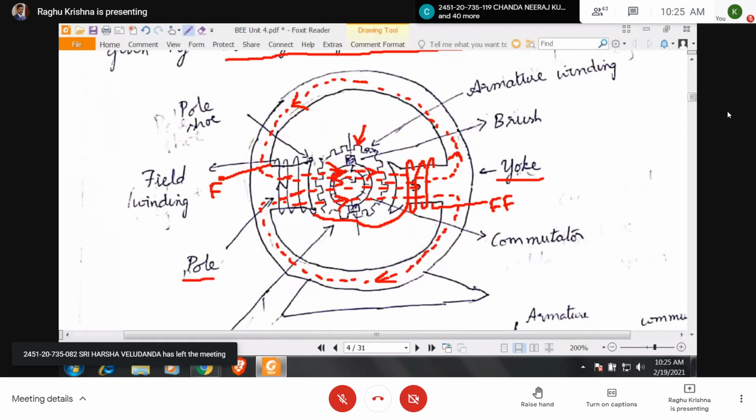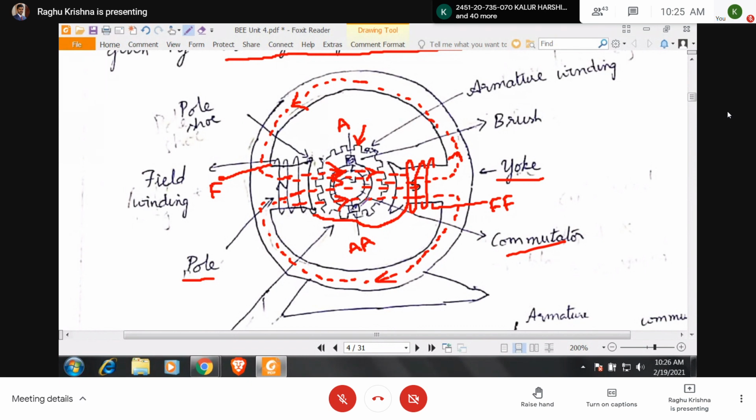Next, now here you can see a brush. See here, the brush. Before the brush, you have the commutator. The commutator will convert AC to DC, and that current will be flowing through the brushes. And here we are going to get the DC voltage. So here I am writing the terminals A, AA. AA are the terminals of the armature where you are going to get the DC voltage.